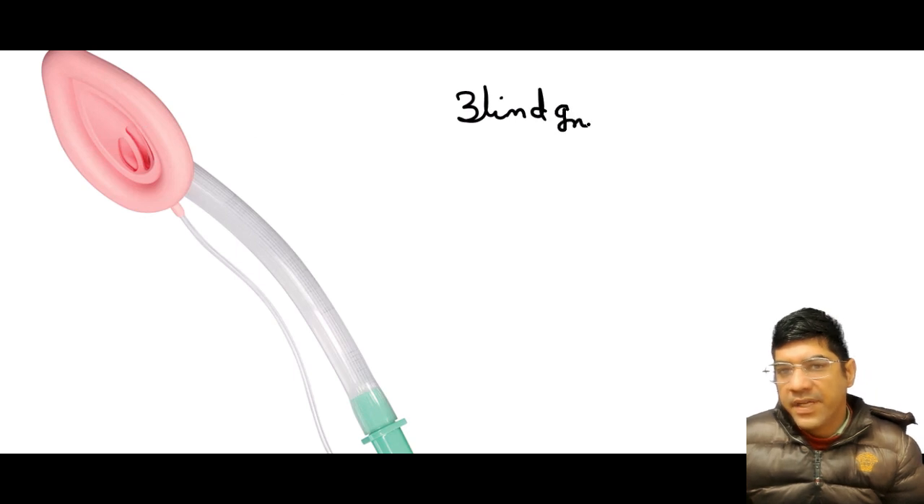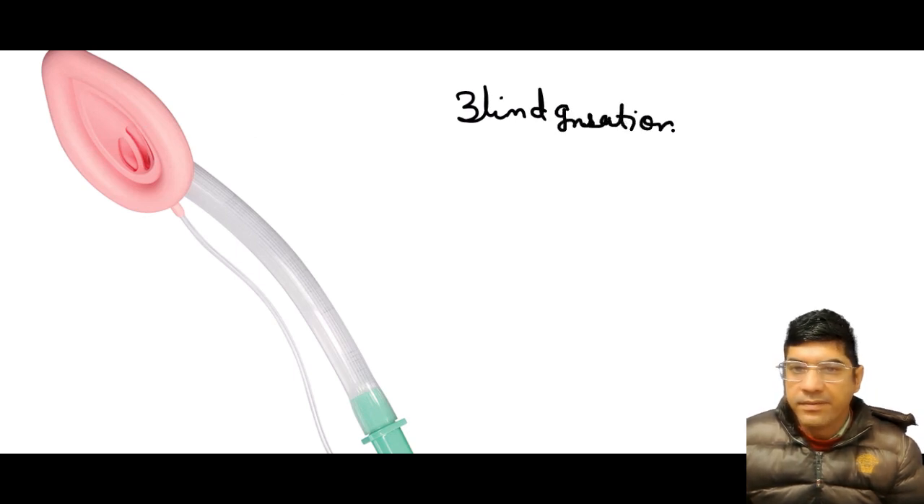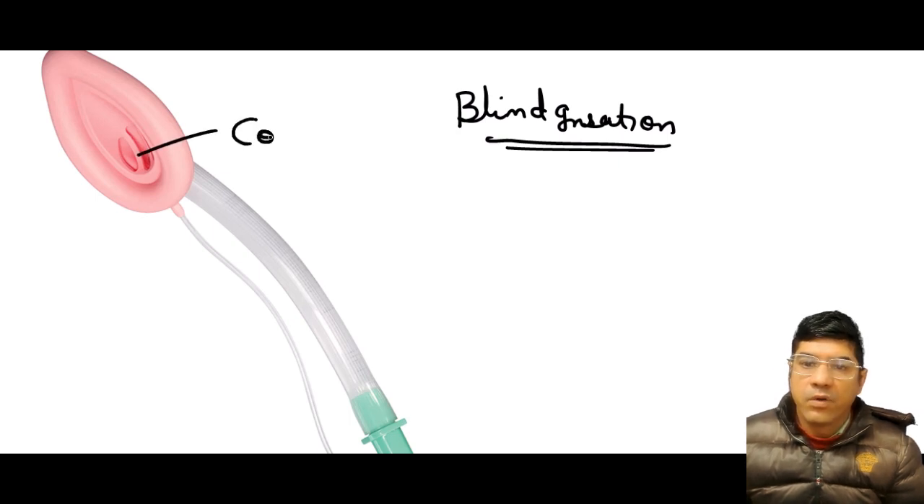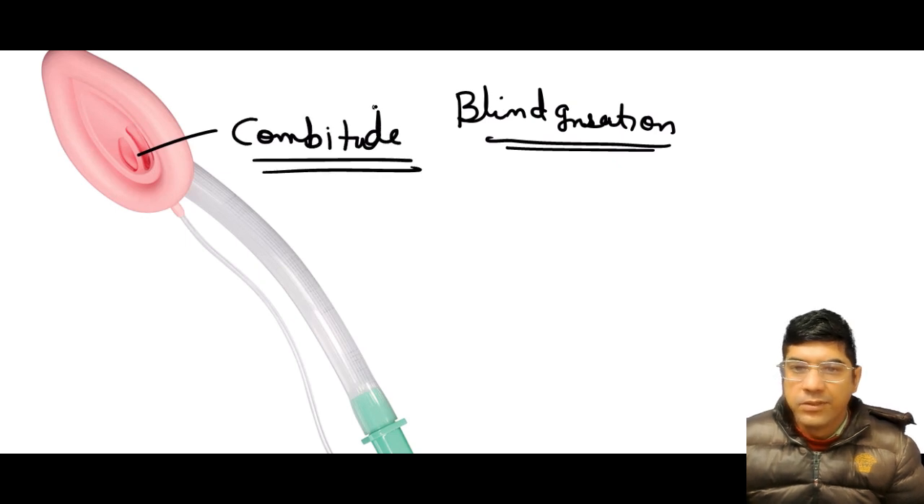Remember, other insertion airways are the blind insertion airways. They are alternative devices that are used for airway control when the traditional intubation methods are unsuccessful. So what are the blind insertion airways? They are the combi tube, laryngeal mask airway, or King airway.